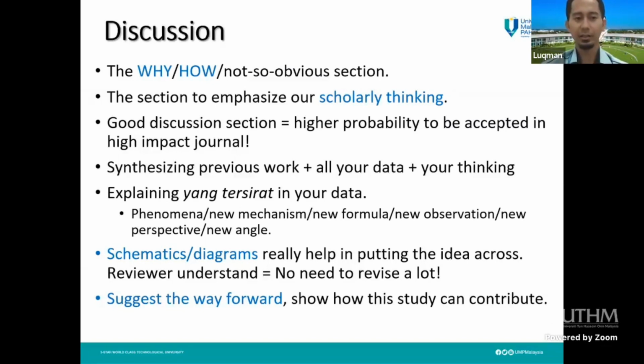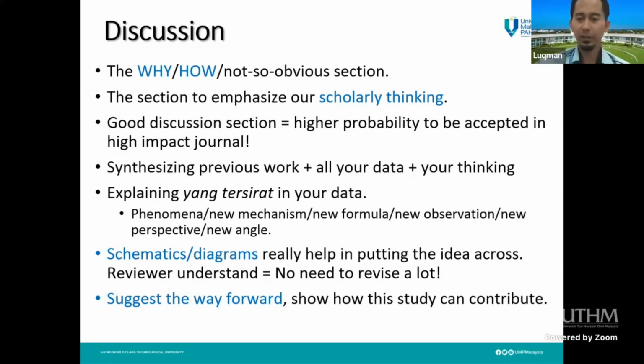Okay. And lastly, another suggestion is to suggest a way forward. Show how this study can contribute to something, to less energy consumption, or how this study can eradicate COVID. Showing the way forward. This is just our thinking. It doesn't have to be, but when we predict, okay, this formula, this mechanism can be extrapolated to other fields or something.